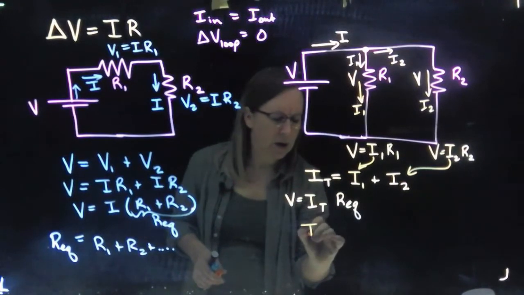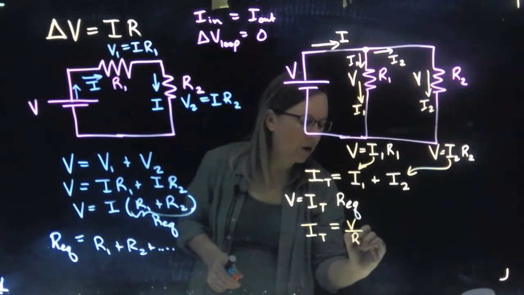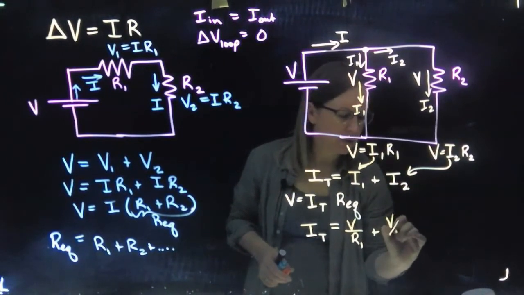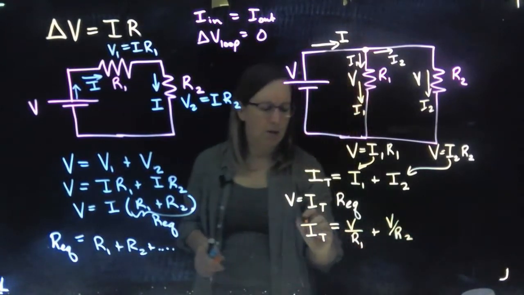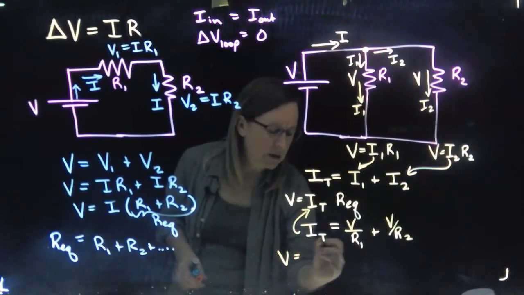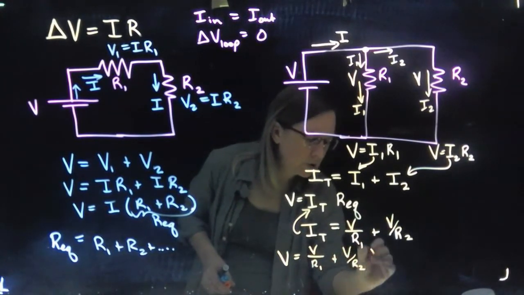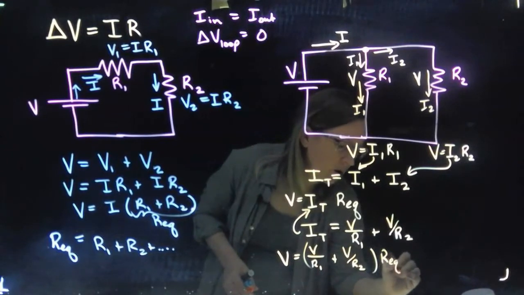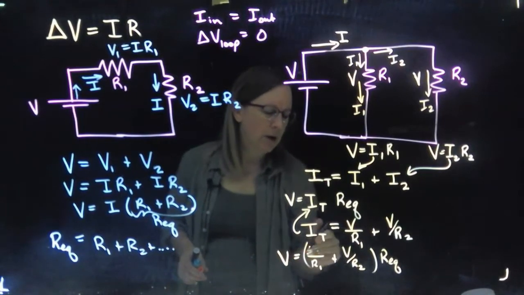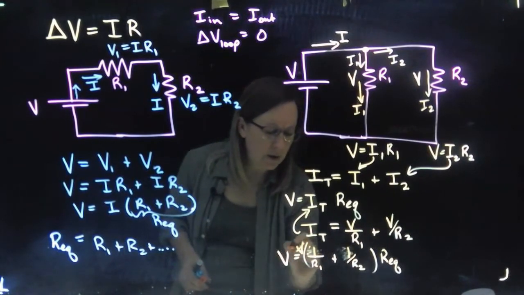I'm going to say I total is equal to I1, which would be V over R1, plus I2, which would be V divided by R2. Then I can substitute that in there, and I can get V is equal to V over R1 plus V over R2. I'm just trying to solve for R equivalent. The V can be factored out of this. So I can put a 1 here, and have a V factored out, and those can cancel.